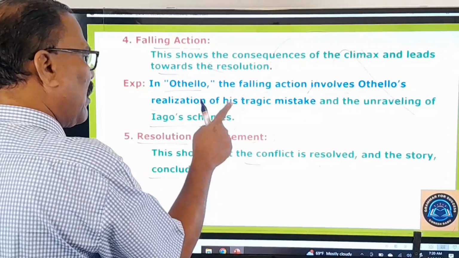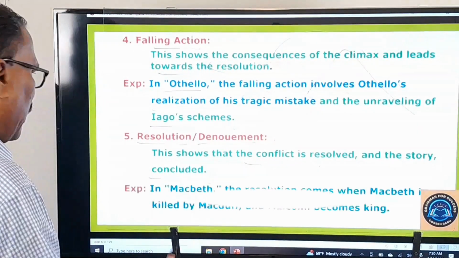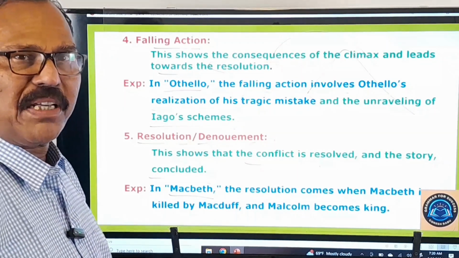In this part, the conflict will be resolved. The story will come to an end. So that is there. So here one example is there in Macbeth. Again, this is the drama written by Shakespeare.